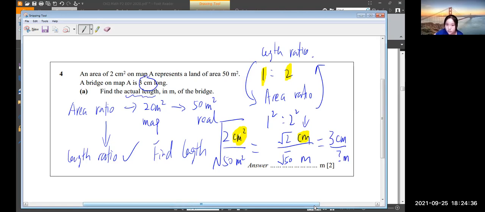Meter. Correct. Can you solve this? You know how to solve this? 3 divided by square root of 2. So basically, you can assume this as your x or u. So you just need to cross multiply and find u. Okay? Yeah, go ahead.